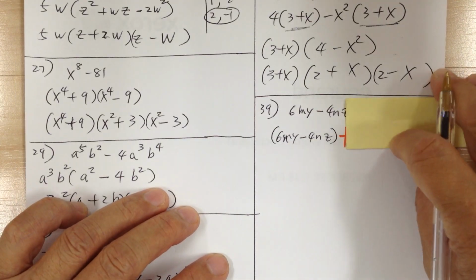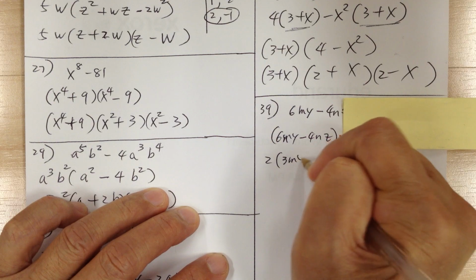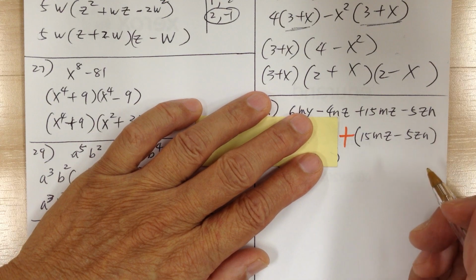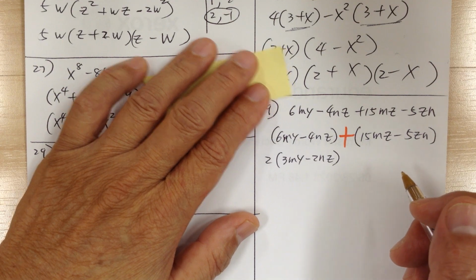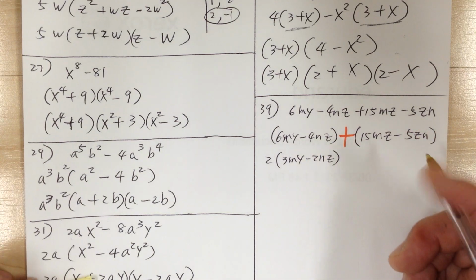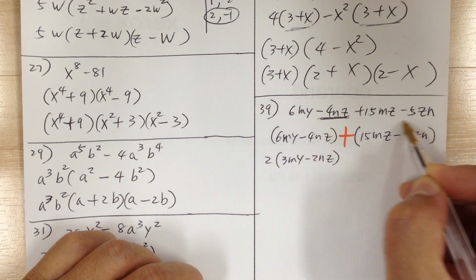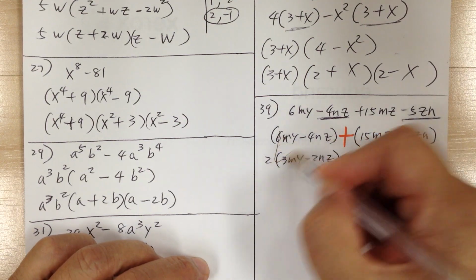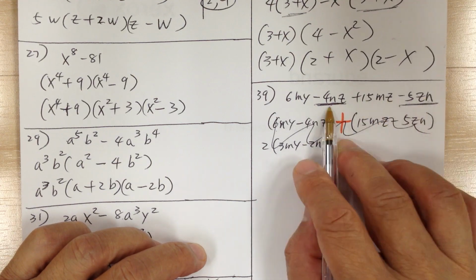Okay, so now let's do the first half. You can factor out the 2, so you're going to get 3my minus 2nz. Let's do the second half. You can factor out the 5z. Okay, let me double check. Actually, this is kind of wrong. Notice that there's a term here and a term here. So sometimes you kind of have to look ahead. So this one actually is all wrong, because there are like terms. So you can combine these like terms first.